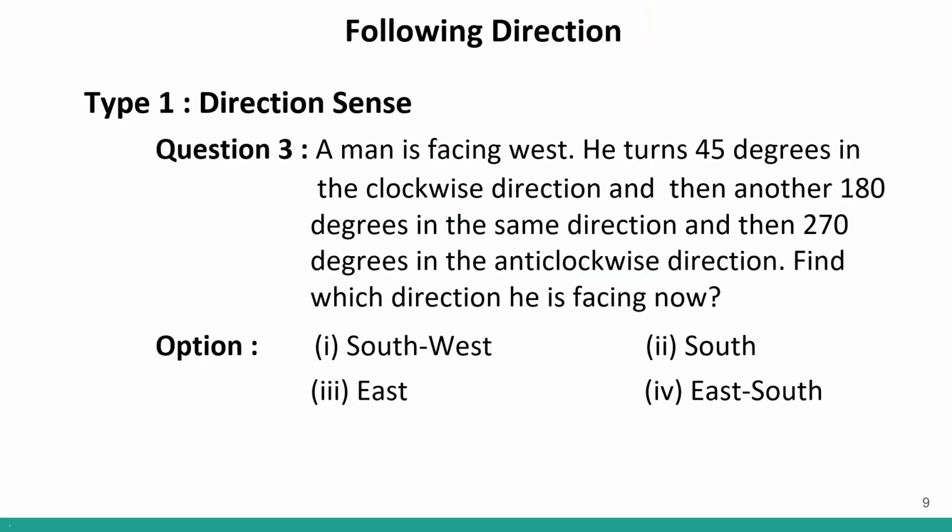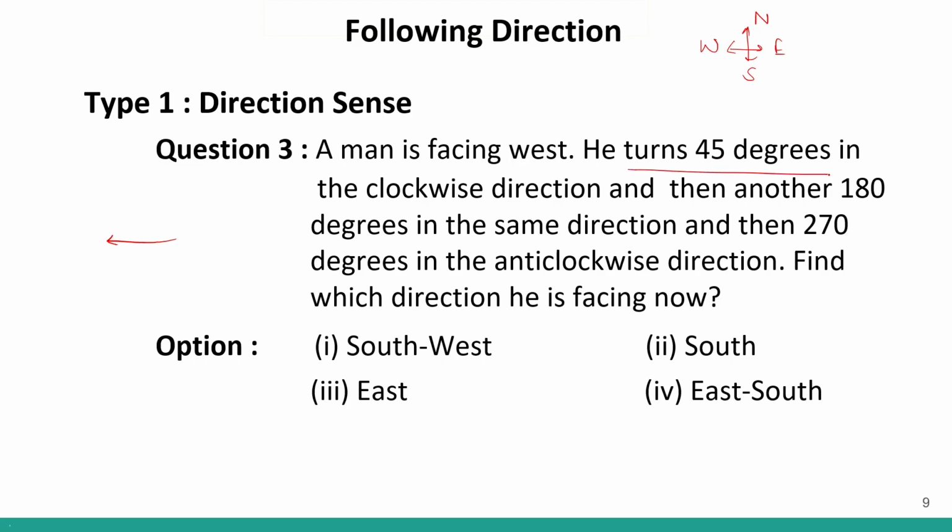Now, a man is facing west. So west is which direction? North, south, west and east. So the man is facing this direction. Okay, so a man is facing this direction, west direction, right?